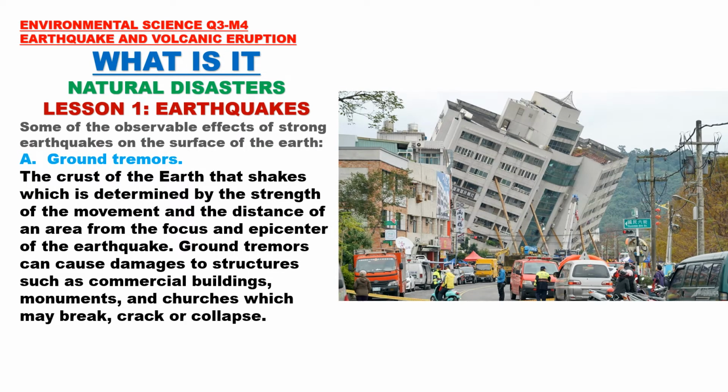Some of the observable effects of strong earthquakes on the surface of the Earth are, letter A, ground tremors. So the crust of the Earth that shakes is determined by the strength of the movement and the distance of an area from the focus and epicenter of the earthquake. So ground tremors can cause damages to structures such as commercial buildings, monuments, and churches, which may break, crack, or collapse. So in this picture, we have an example of a very strong earthquake that happened in Taiwan.